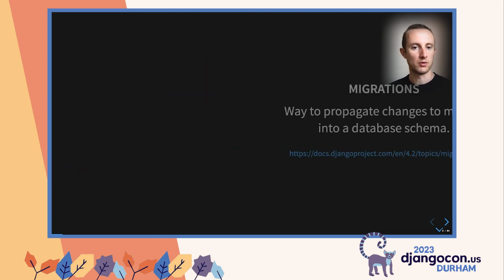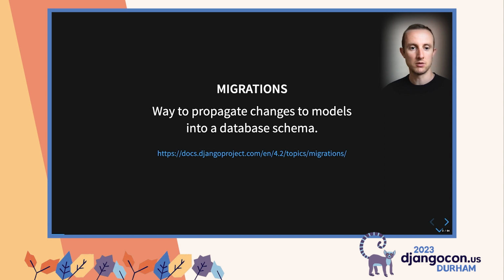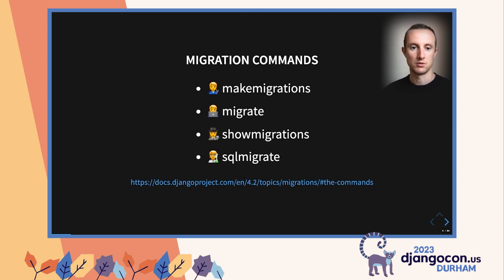Today we will talk about migrations in Django. Migrations are a way to propagate changes to models into a database schema. And in Django we have useful commands to handle migrations. So for example, makemigrations, migrate, showmigrations and sqlmigrate. Let's see them one by one.